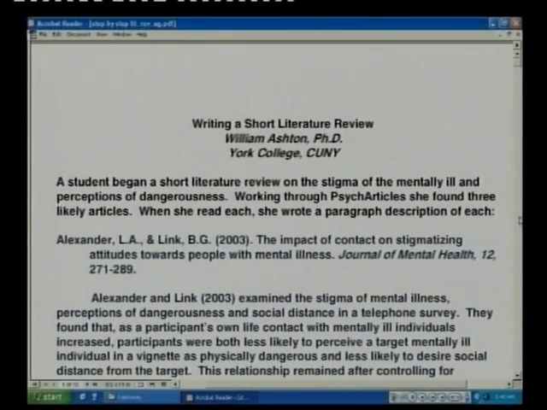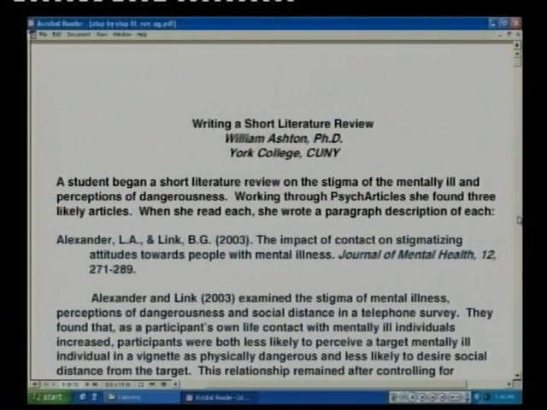When she read each, she wrote a paragraph description of each. The very first step: what the student is doing here. She identified the topic of research, and now on the basis of that particular topic, she has found 3 articles. And after reading those articles, she has summarized the articles the way it is visible here.